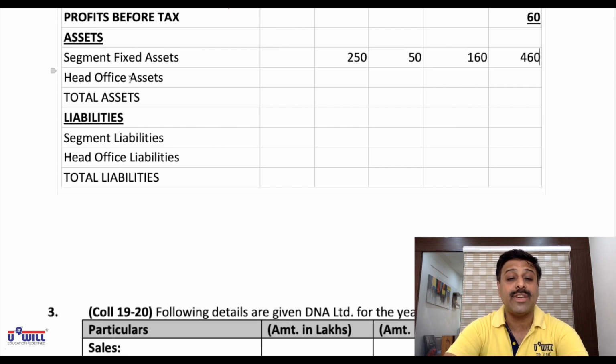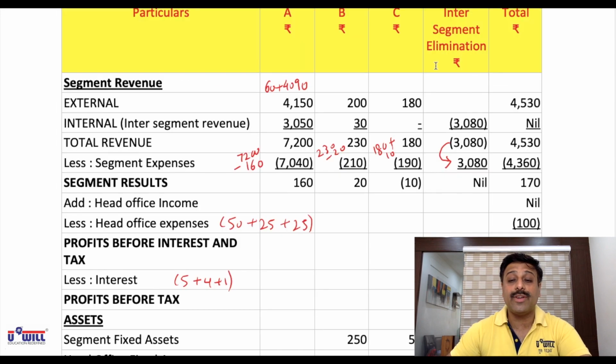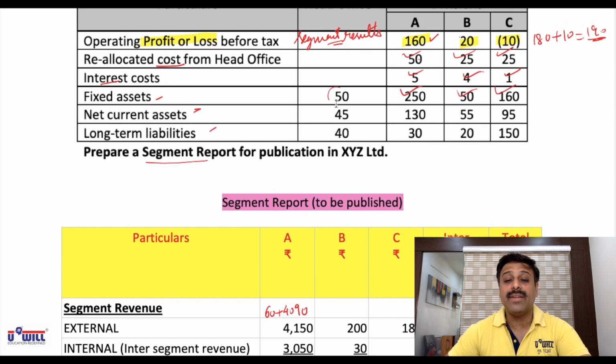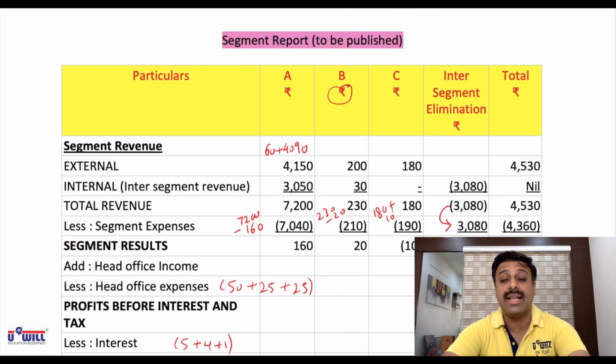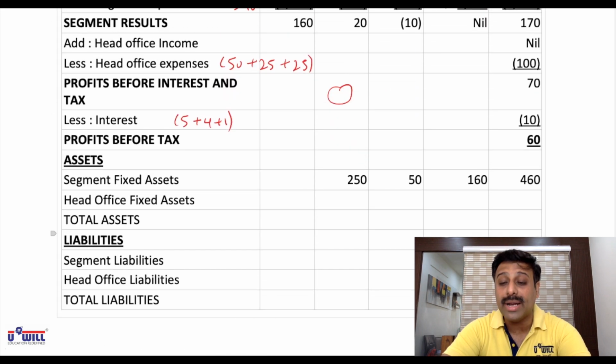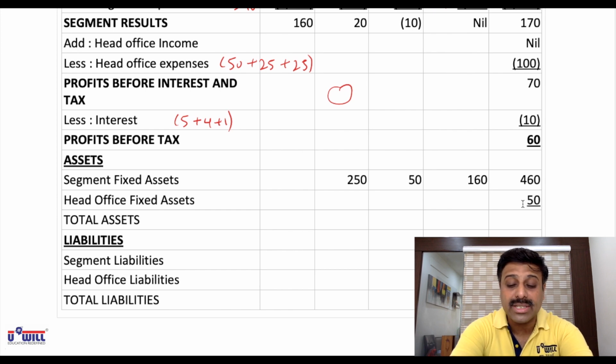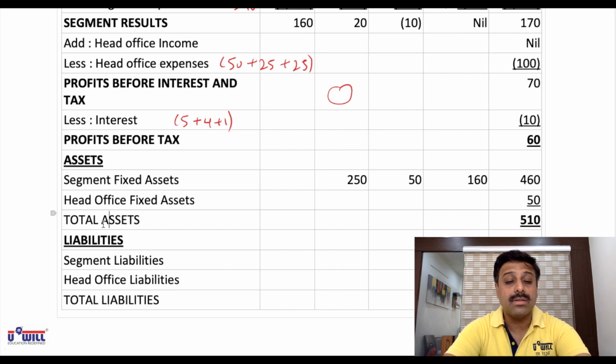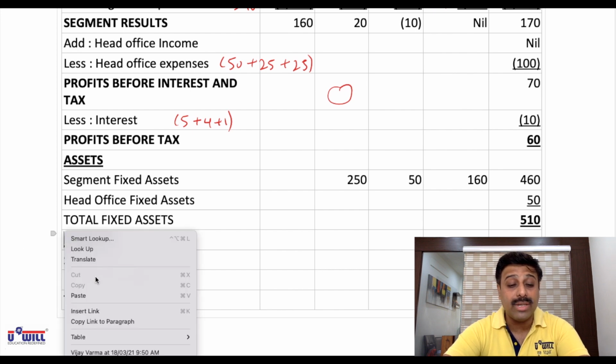Then head office fixed assets. Okay, head office fixed assets are given as 50. So in total column you write directly 50. Total fixed assets 460 plus 50, 510. Now here we'll have to insert.